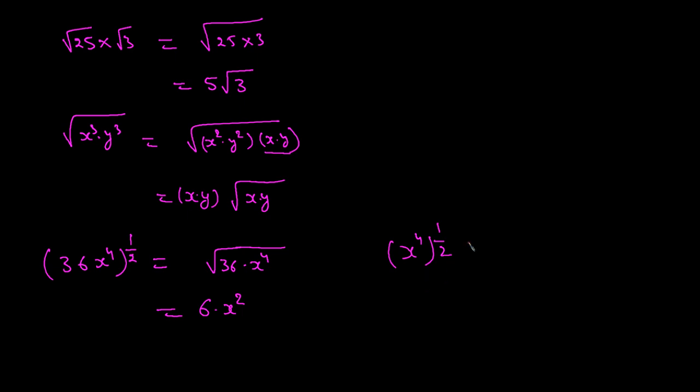The 1/2 power is a square root, so we have x to the 4, and this can be written as x raised to power 4 times 1/2. Remember the power of a power rule: multiply the powers. 4 times 1/2 is 2. So this is going to be x squared. That's why I wrote square root of x raised to power 4 is x squared. And you know square root of 36 is just 6.